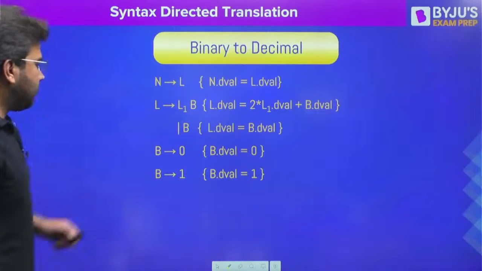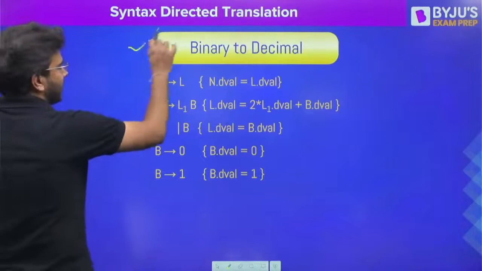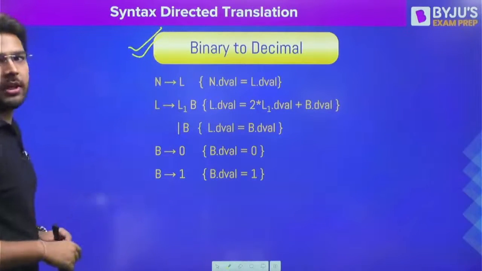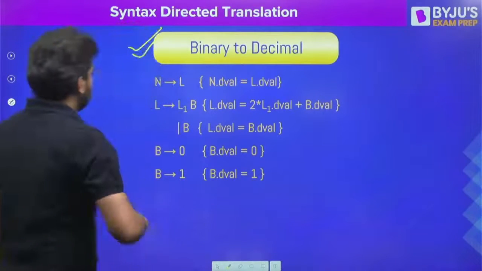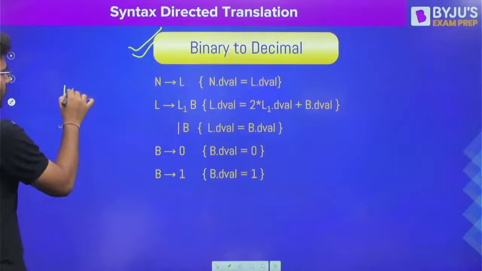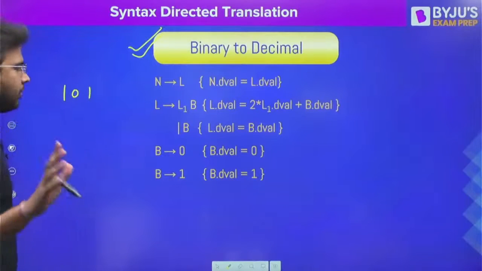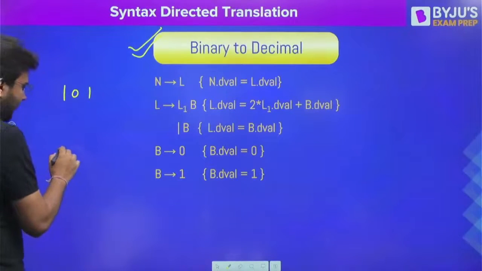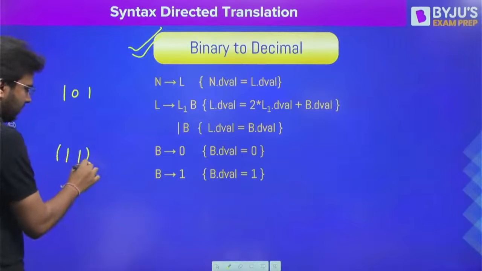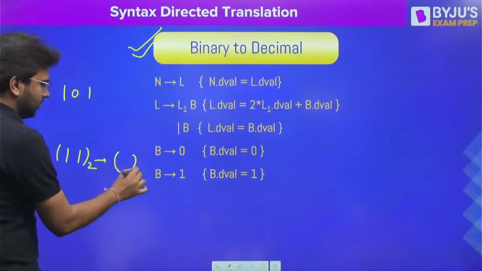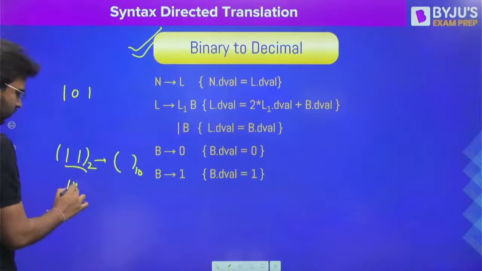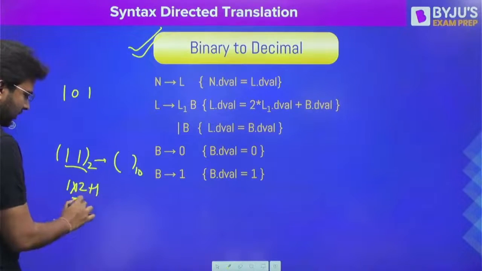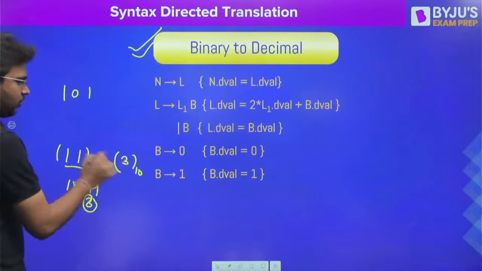Now let's see one more functionality of SDT, that is converting a binary number into a decimal number. This is the SDT for that. Clear? Let's take one input, let's say 101. Now I hope you know this. If we have 11 as the binary number and want to convert it into decimal, what to do? 1 into 2 plus 1, and we get 3. This is equivalent to 3.